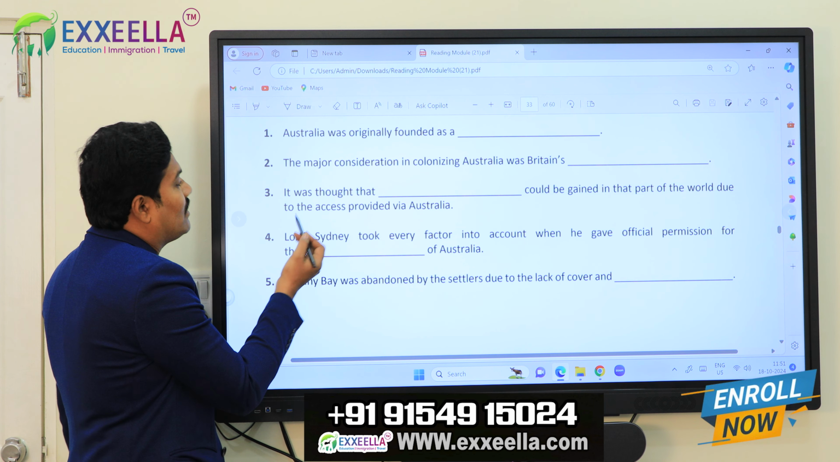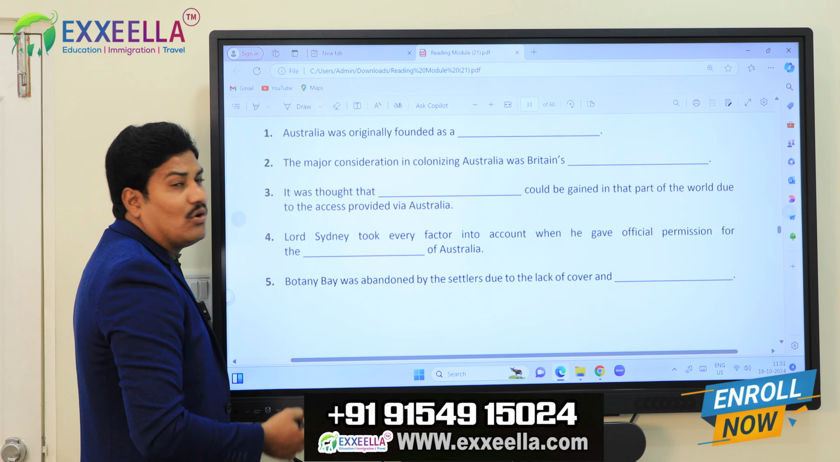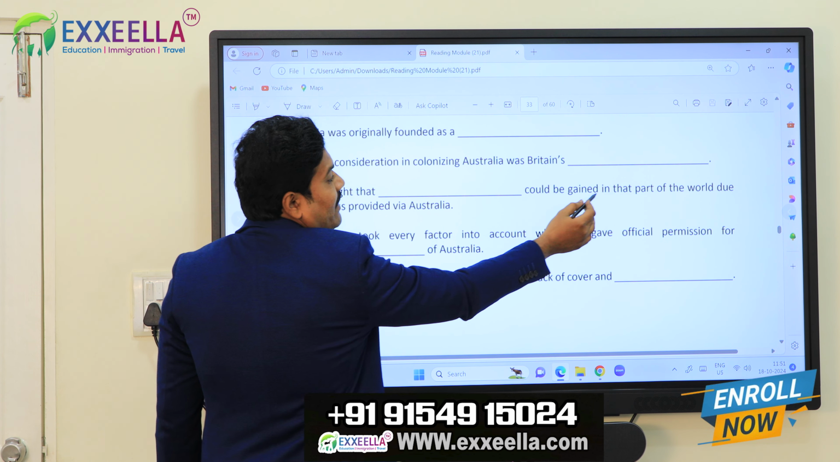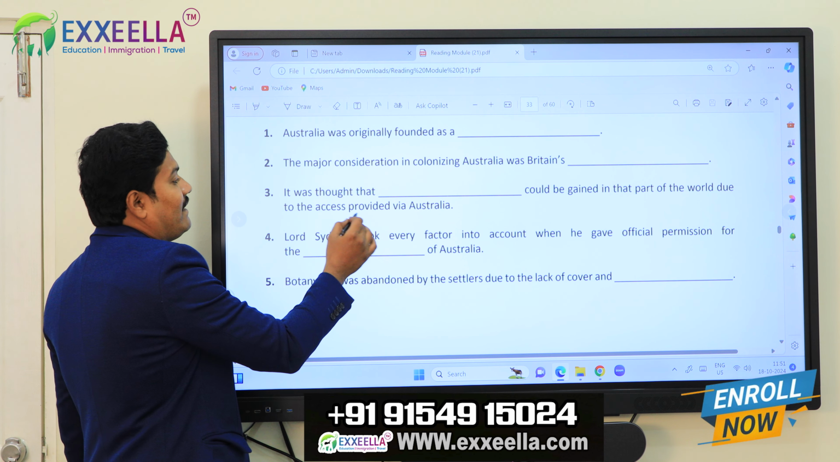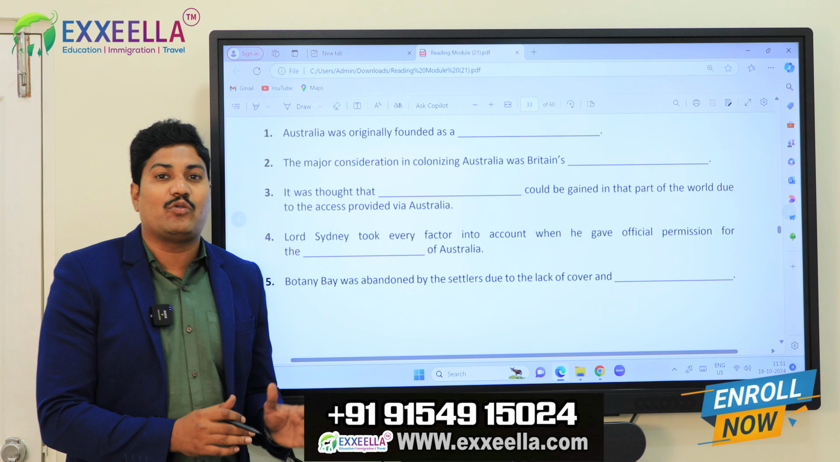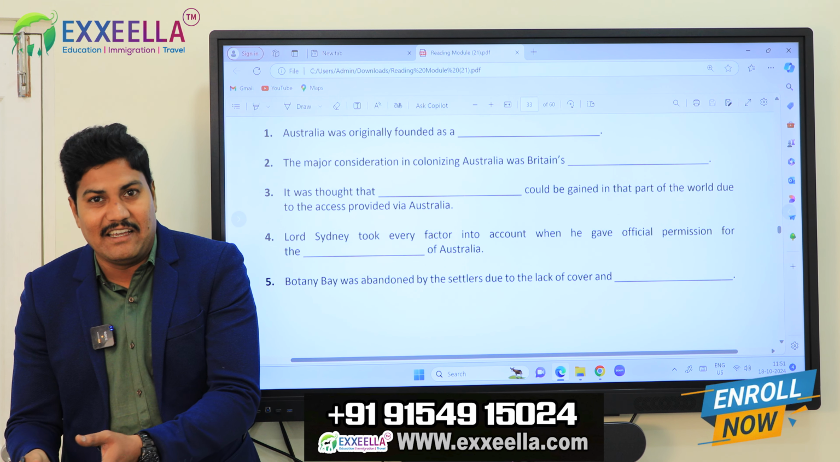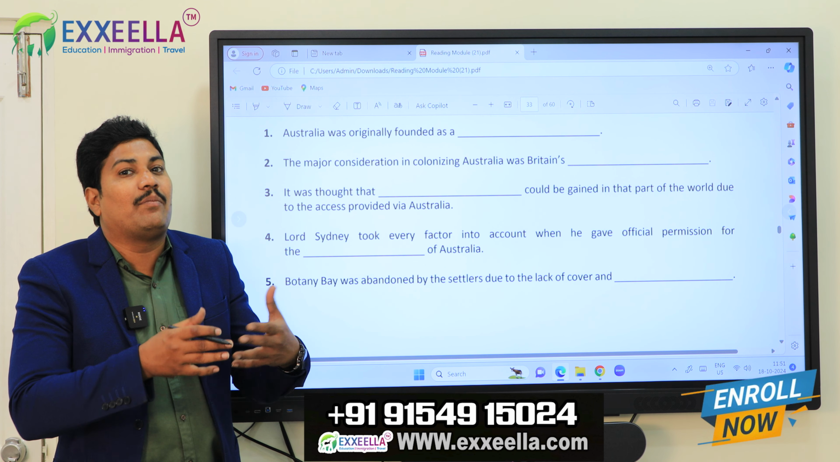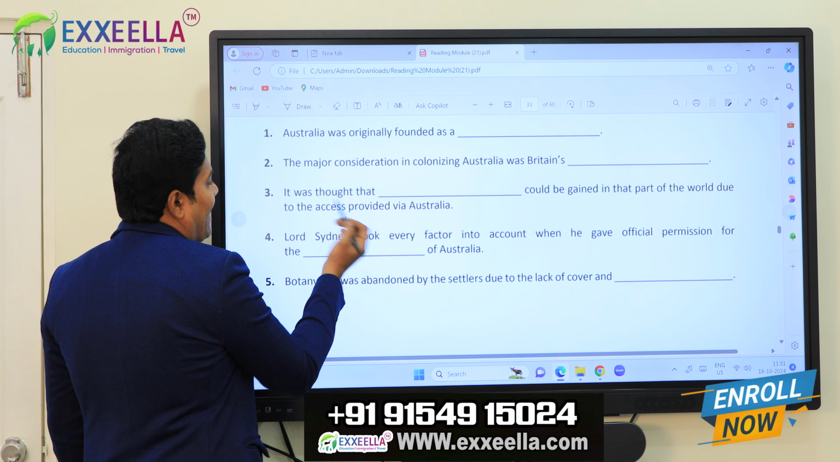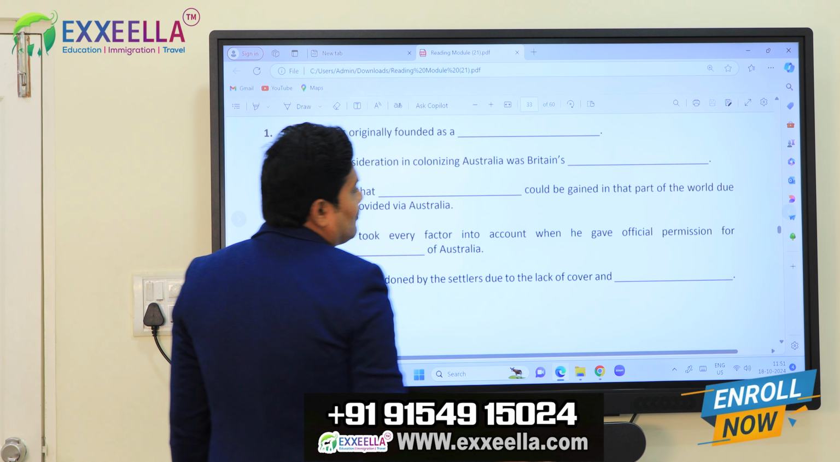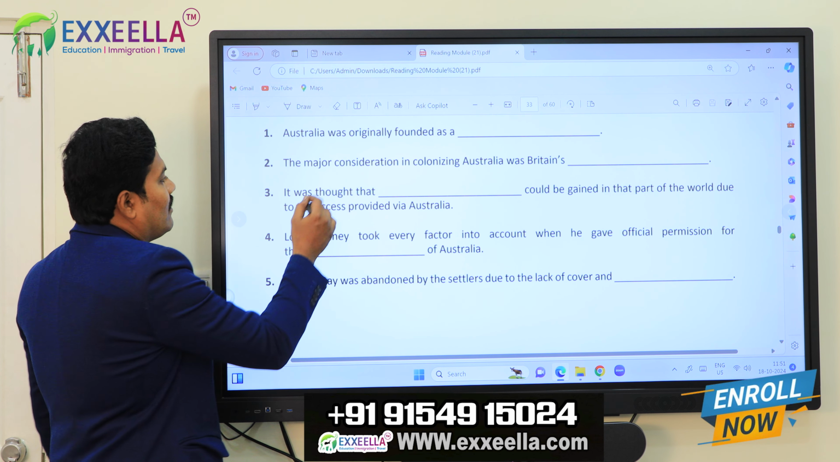Now coming to the third one. Britain was thought that dash could be gained in that part of the world due to access provided via Australia. Here the question is saying that Britain thought to gain something by providing access to Australia. So now let's find out what Britain wanted to gain by providing the access to Australia. Let's find the keywords here: Australia, via, provided access, world, due to, gained. These are the keywords we have in this question.